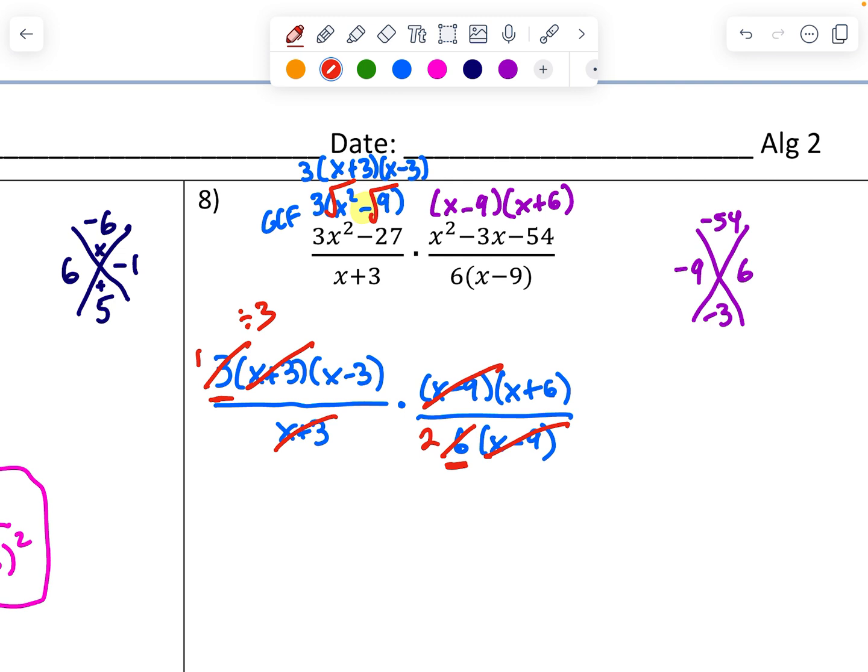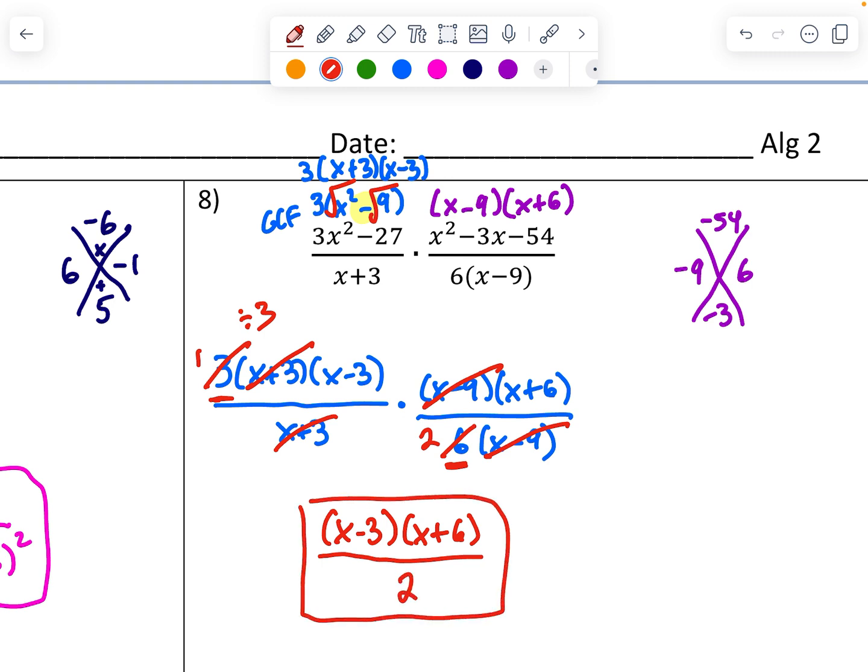So what we're left with on the top is that 1, and we've got an x minus 3 and an x plus 6. If you want to write the invisible 1 in the front, you can, but you don't have to. And then on the bottom, all we have left is that 2. So things outside the parentheses we can simplify, and then the parentheses themselves, we try to find groups that match to simplify on the top and on the bottom.